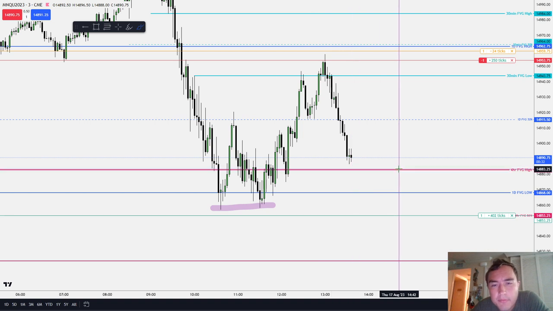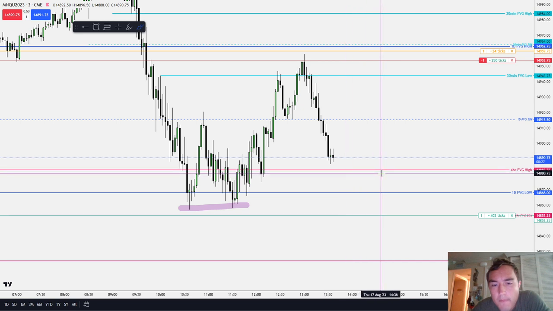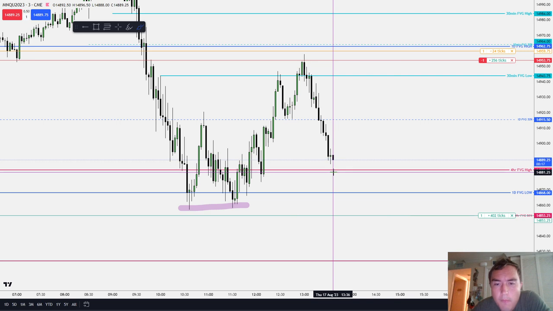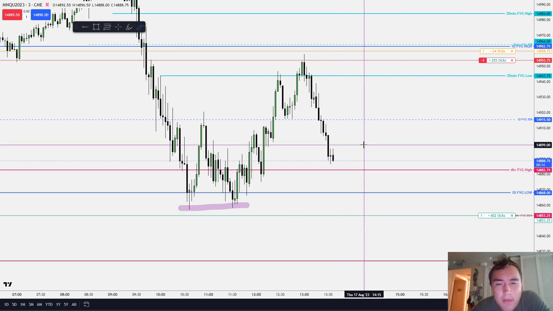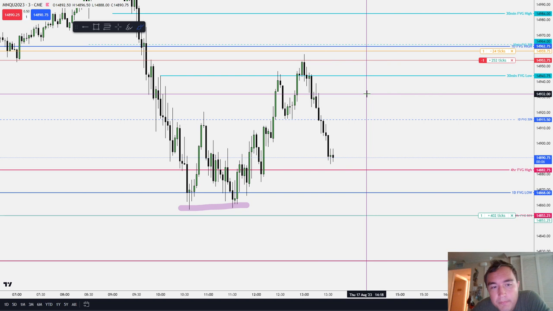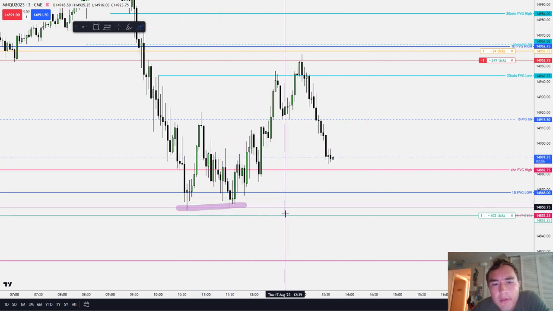Okay, let's see if we can get some flushing and I can show it to you live. Flushing is not necessarily something that Michael Huddleston talks about, but you will hear day traders talk about flushing. It's just a fairly common term. The draw on liquidity, though, are these lows down here.